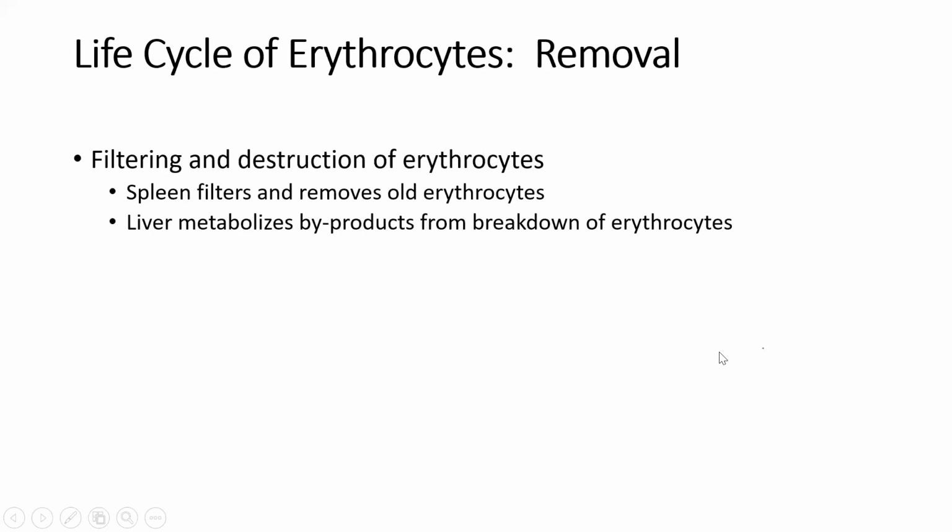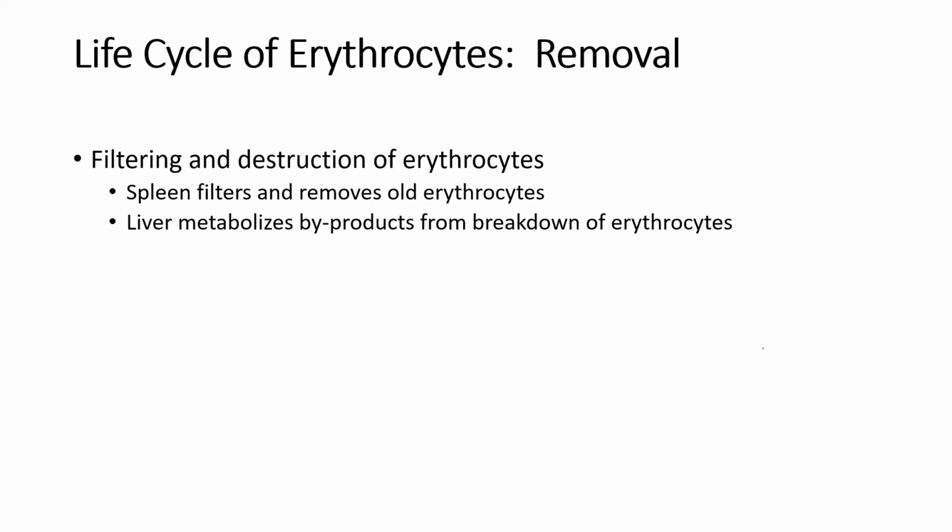So let's talk a little bit about how they're removed. That's how they're made, so let's talk about how they are removed or recycled. This happens in the spleen. The spleen has macrophages, and macrophages are cells that can engulf particles. And so the spleen can filter these old, dead, dying, senescent erythrocytes and remove them from the blood.